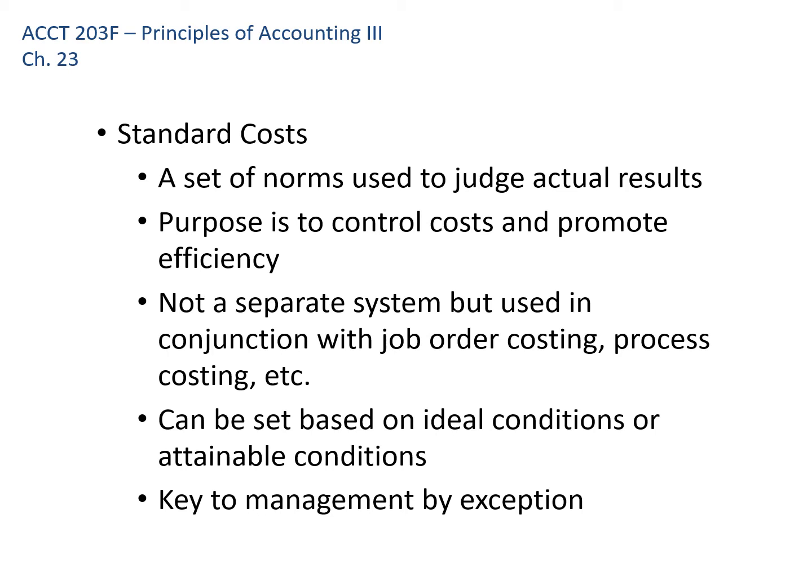So a set of standard costs are a set of norms that we're going to use to judge actual results against. So a set of norms for how much material will go into a product, how much that material might cost, how much labor might be required for a product, and how much that labor might cost, and then how much overhead is required by a product and what that overhead costs. So the purpose of this is to control the cost and create some cost efficiencies.